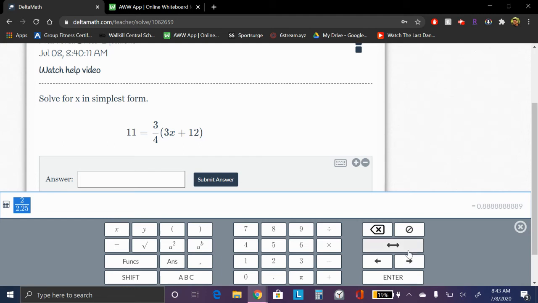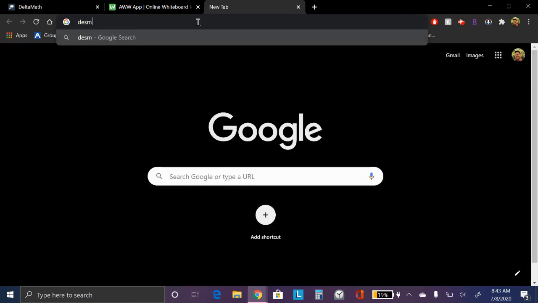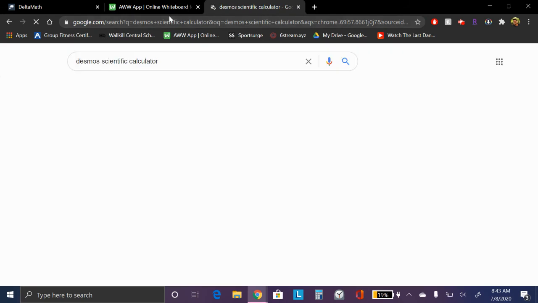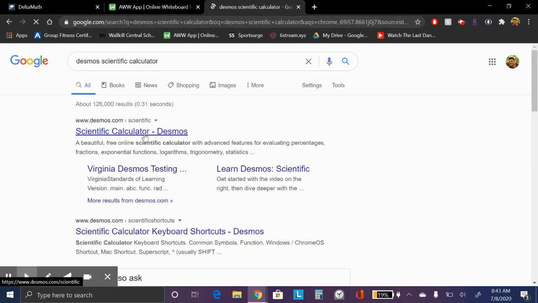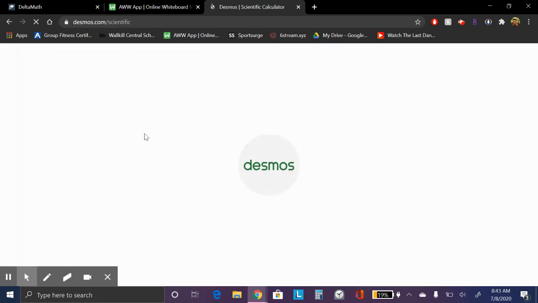So here's what I'm going to do. Instead of this, I'm going to try and use a different calculator. It's called the Desmos Scientific Calculator. So over here, I'm going to start a new tab. Desmos Scientific Calculator. Let's see. This is another calculator I use.